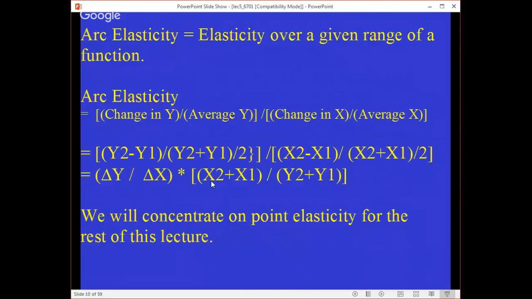And it's just a different measure of elasticity. Instead of measuring elasticity at a point on the curve, you're doing it through a range. There's really not much to gain conceptually from using arc elasticity. It's mainly algebraic, so for the most part, we're going to concentrate on point elasticity for the rest of the class.